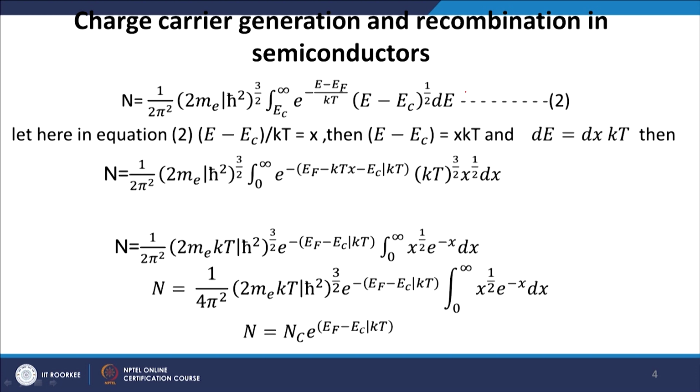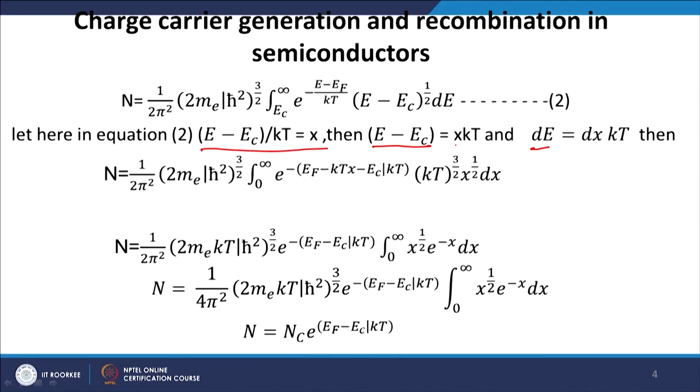Now, we will do some simple approximation. Let us consider (E minus Ec) by kT is equal to x. That is a favorite tool we use when we do the integration. Then E minus Ec will be x kT. If I differentiate it, Ec is a constant, the bottom of the conduction band, so it will be 0. So, only dE is equal to kT dx, because kT is a constant.